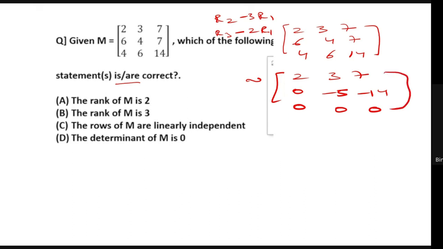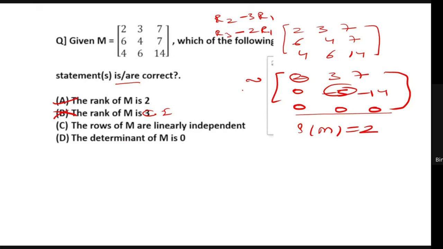The last row becomes 0. The rank of this matrix M is 2. The first option is correct. The rank of M is 3, that is incorrect, it is 2. Then B is cancelled out.